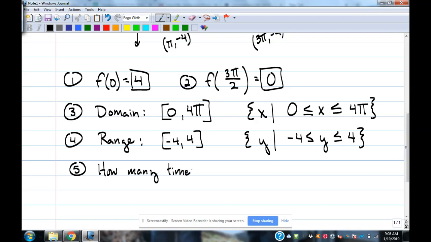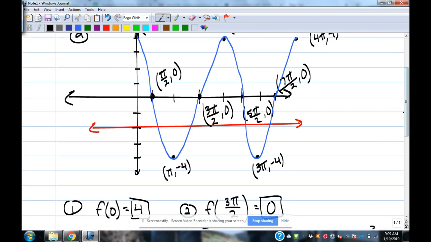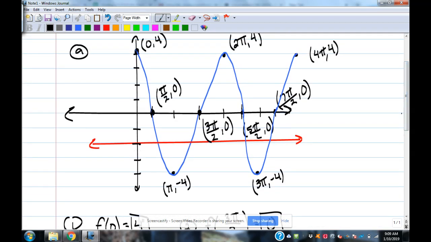How many times would y equals -2 intercept the graph? Y equals -2. Where's that represented on my picture here? The red line. That's y equals -2. How do we know that's y equals -2? It's 2 down, and y equals the number is going to be what kind of line? Horizontal. X equals the number will be vertical.